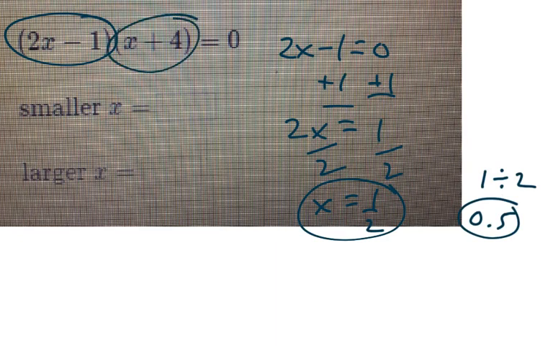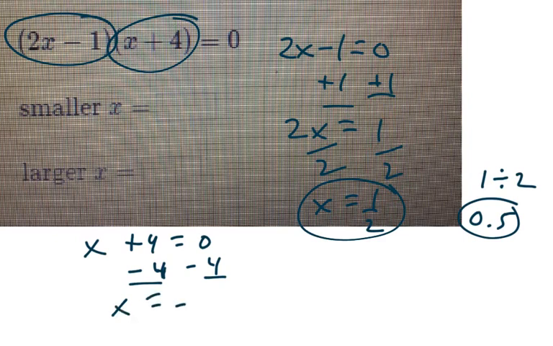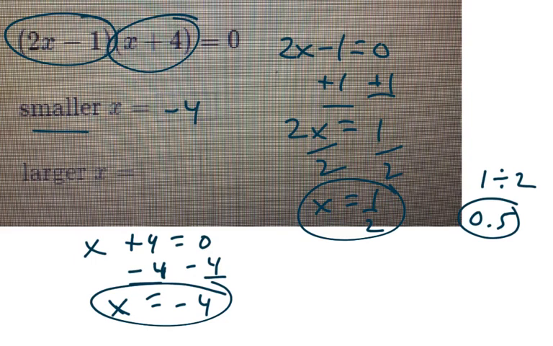Now, let's do the easier one. X plus 4, when does that equal 0? We minus 4 both sides. X must be negative 4, right? Now, most of you hopefully did that in your head. But anyways, which one's the smaller? It's the negative 4. Which one is the larger x? It's the positive 0.5. You also could have written 0.5 and you'd still get credit, right? Same number.